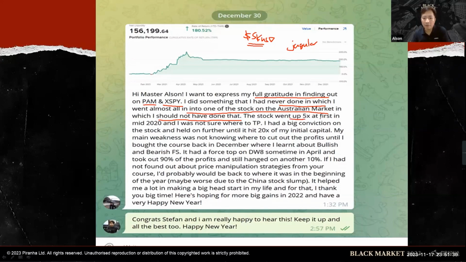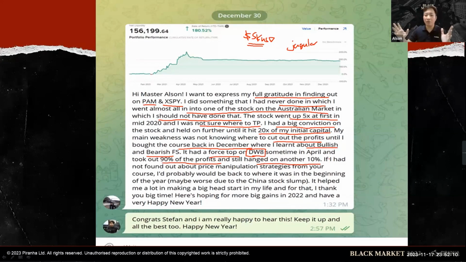The stock went up 5x at first. He was not sure where to take profit. He had very big conviction, you see. He had done his research and had fundamental conviction on the stock. He held on until it hit 20x his initial capital, which was about 5,000. So he had made over $100,000 during that time. He mentioned that his main weakness was not knowing where to take profit, until he bought the course back in December and learned about bullish and bearish force strike. There was a force stop, which is a bull trap, in DWA, the stock that he bought. Then he took 90% of the profits and hung on with the other 10%.